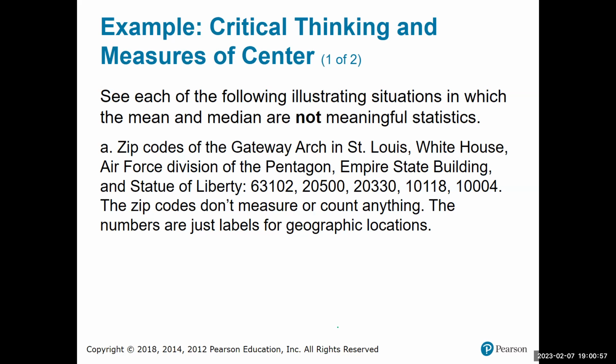And we could calculate the mean, but what would that mean? It doesn't make sense to talk about the average, or there I go with that word that we shouldn't use, the mean zip code, because it doesn't measure anything. The numbers are just labels for geographical locations. So in that case, you could calculate it, but it doesn't make any sense. It wouldn't be meaningful.